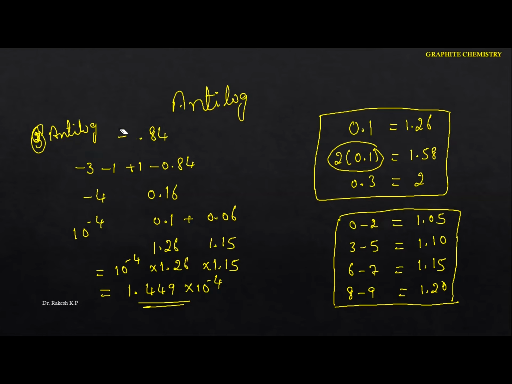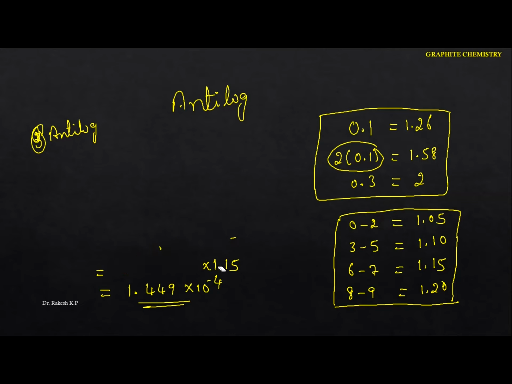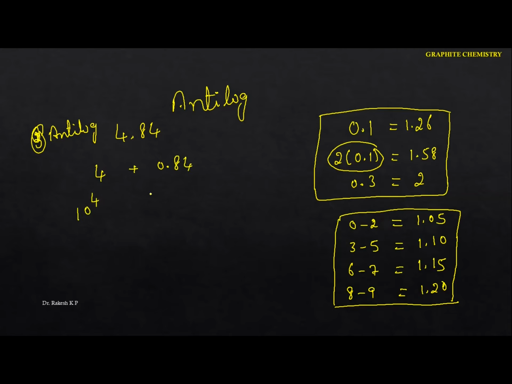See this one. Now I'm going to take 4.84, the positive value. I think you're familiar with how to identify the negative value here. Now I'm taking one more example, the antilog of 4.84. I think we can easily calculate it here. This becomes 4, and here I write 0.84. So this one you can write as 10 to the power of 4.